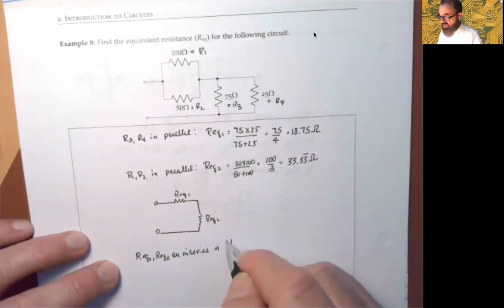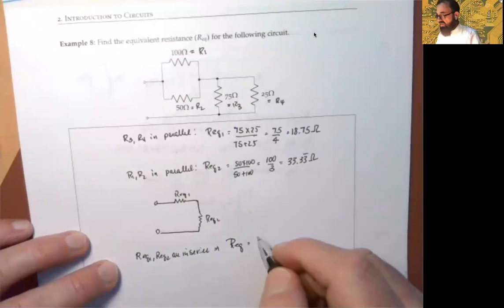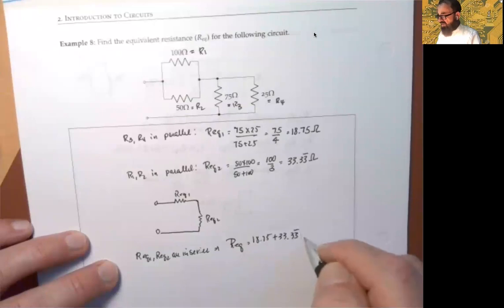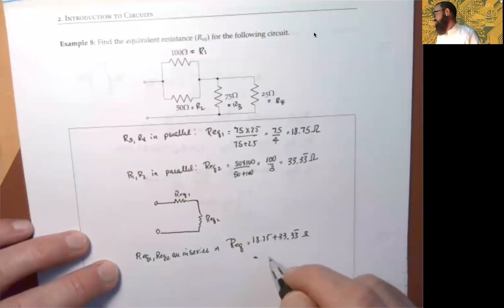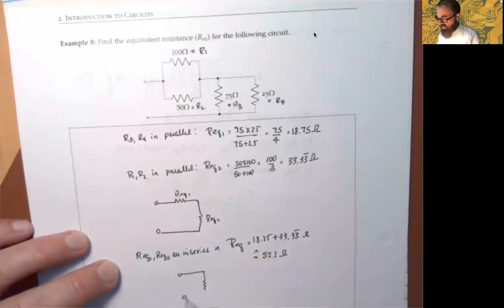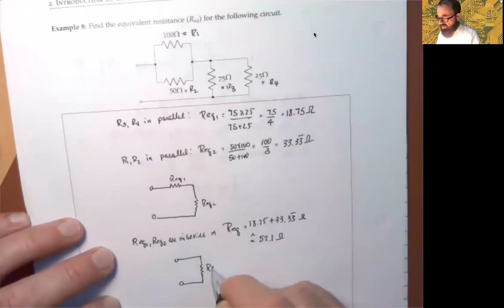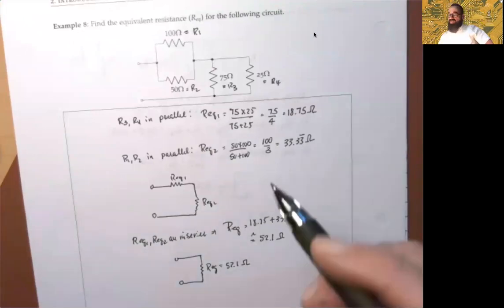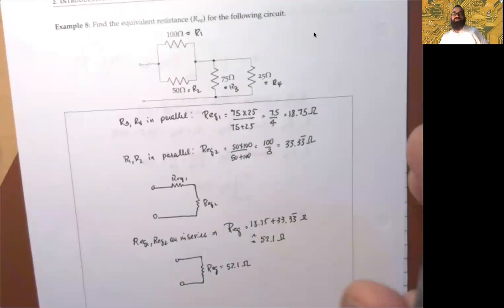So this implies that the final equivalent resistance is just 18.75 plus 33 1/3 ohms, which turns out to be approximately 52.1 ohms. So the final equivalent looks like this: REQ equals 52.1 ohms. Okay. So this is just recognizing it. Sometimes these sub-equivalents are completely independent of each other. Not always, but sometimes, right?